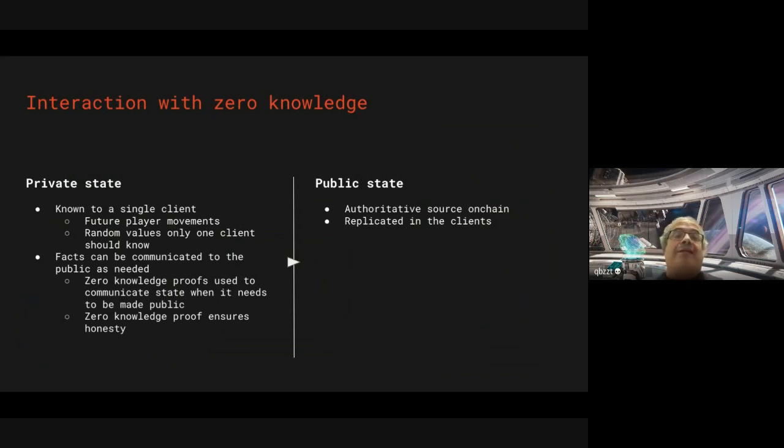The zero knowledge proofs are used to communicate state so that you can make it public in a trustworthy way. And the zero knowledge proofs ensure honesty. It ensures that if a player tells you, well, 10 minutes ago I did this, it's something that the player really decided 10 minutes ago, and not something that they decided 5 minutes ago after they saw what was happening and made the decision based on that.